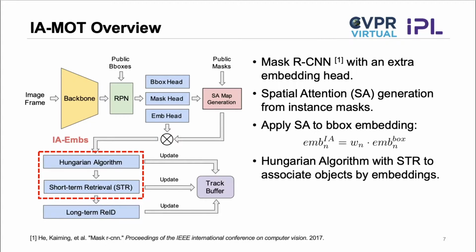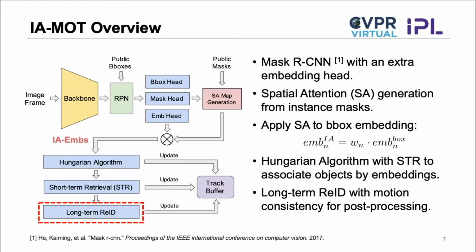After that, these IA embeddings are sent into the tracking stage. A Hungarian algorithm is firstly implemented, cooperating with the STR to associate objects in short term. Then, ReID is used as a post-processing stage to connect the tracks with long-term occlusions.